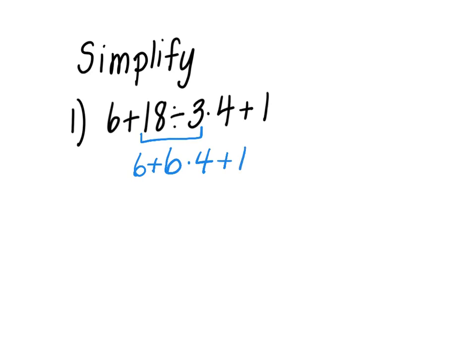Now my new problem is 6 plus 6 times 4 plus 1. So now I'm going to do the multiplication. 6 times 4 is 24. And then I'll bring down the rest of my problem. Now my problem is 6 plus 24 plus 1. So I'm just going to add going left to right. So 6 plus 24 is 30, plus 1 is 31. So this expression simplifies to 31.